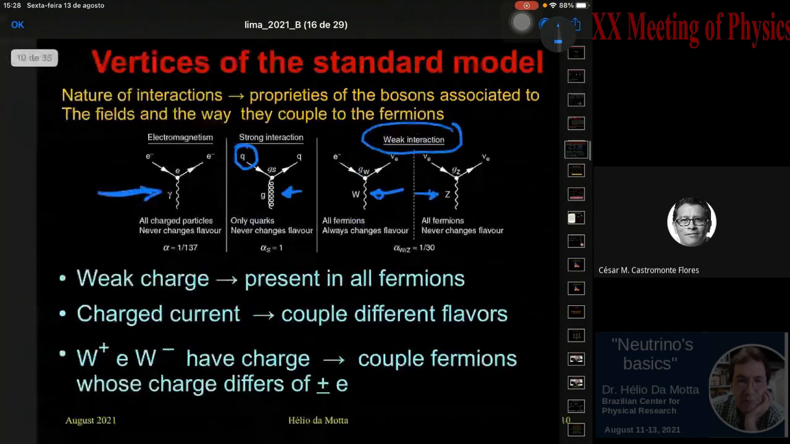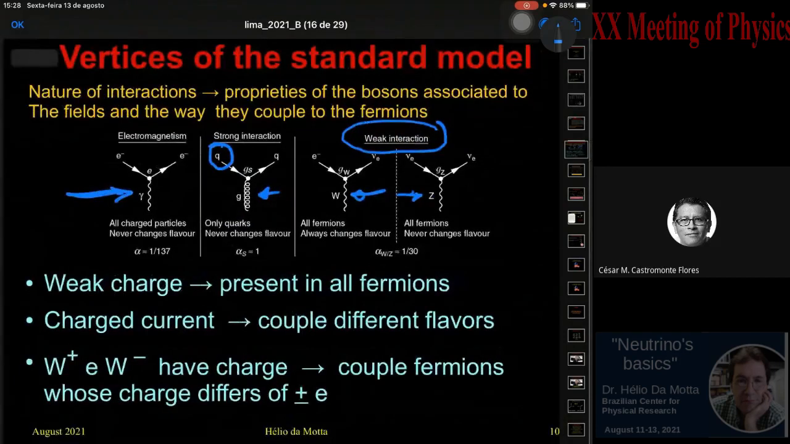So what happens? This weak charge is present in all particles. I call them fermions for any reason. So all particles, quarks, electrons, muons, neutrinos, they all have this weak charge in them. Okay? And when they happen to exchange a W, their electric charge changes. An electron loses a charge, it becomes a neutrino. A neutrino gets a charge, it becomes an electron.